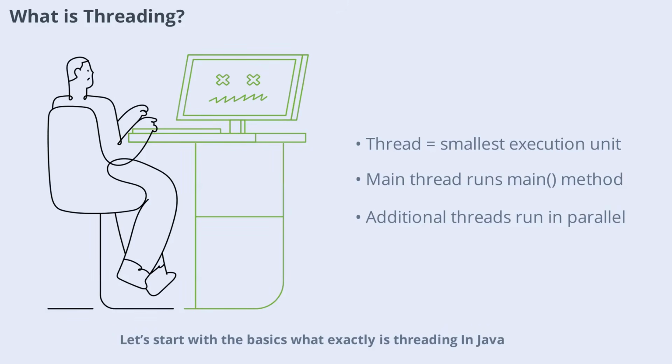Start with the basics. What exactly is threading? In Java, a thread is the smallest unit of execution within a program. Think of it as a separate path that your code can take, running independently from other parts. Every Java program begins with a main thread which runs your main method, but you can create additional threads to let different parts of your program run at the same time. This is the foundation for multitasking in Java, and it's what makes complex, interactive applications possible.